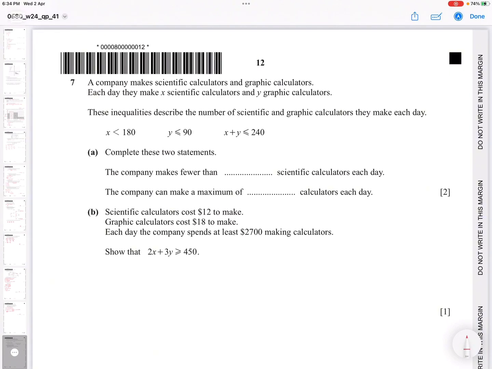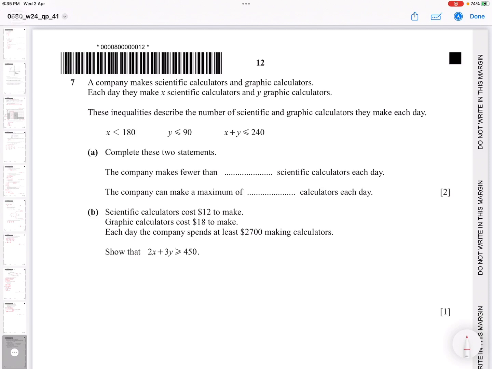In question number 7, a company makes scientific calculators and graphic calculators. Each day they make x scientific calculators and y graphic calculators. These inequalities describe the number of scientific and graphic calculators they make each day: x is less than 180, y is less than or equal to 90, x plus y is less than or equal to 240. Complete these two statements. The company makes fewer than dash scientific calculators each day.